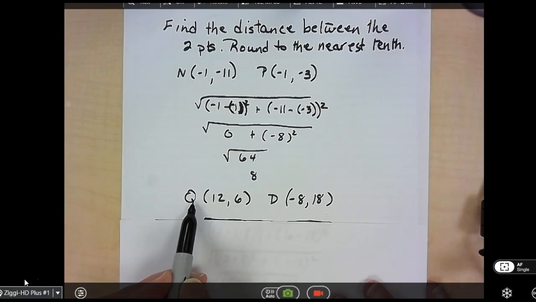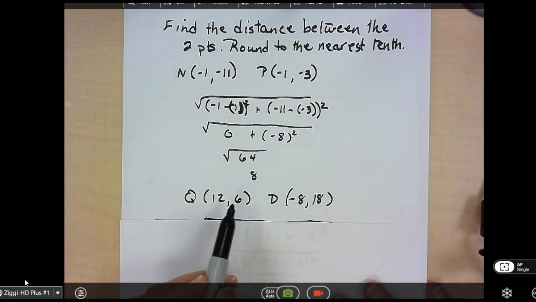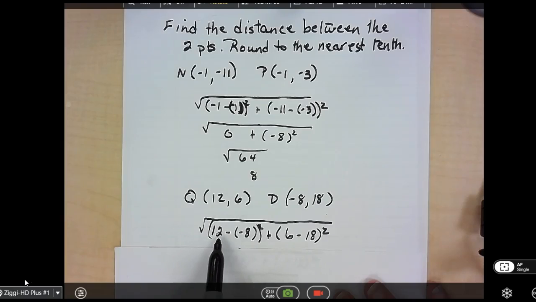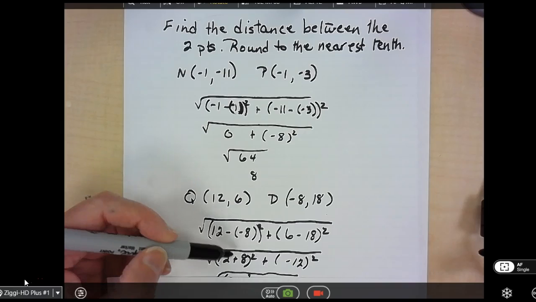So my point Q is (12, 6). Point D is (-8, 18). So 12 minus a -8. So I put in 12 minus the -8. We're going to square that. 6 minus positive 18, and then we'll square that. So again, the two negatives make it a positive.